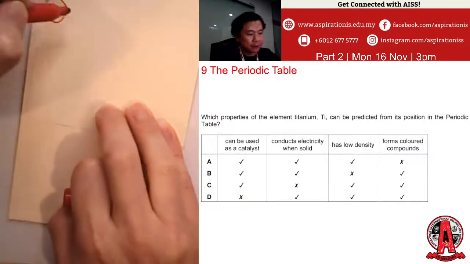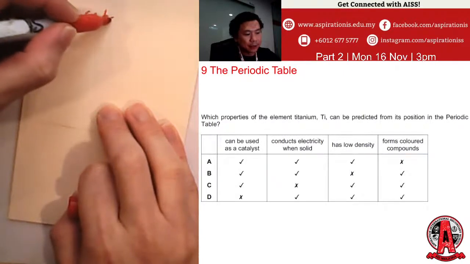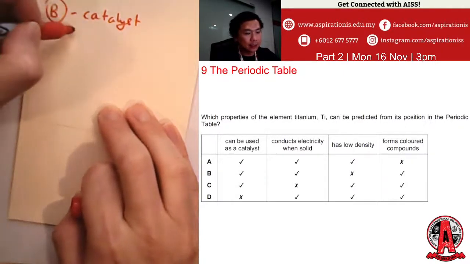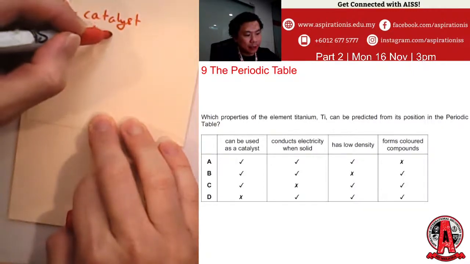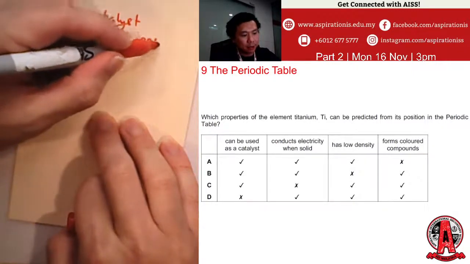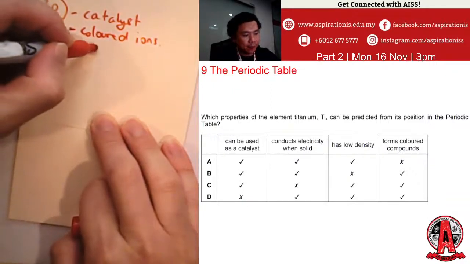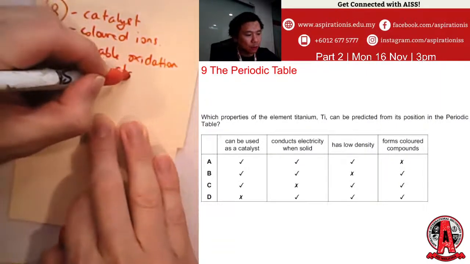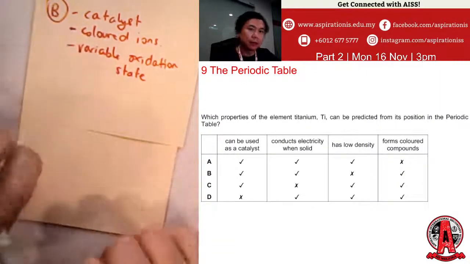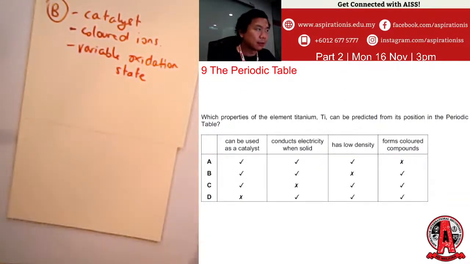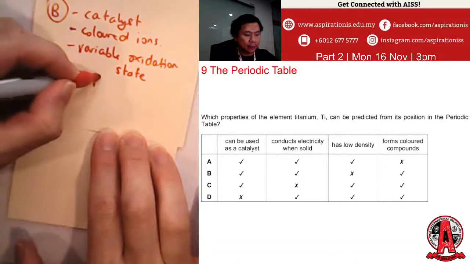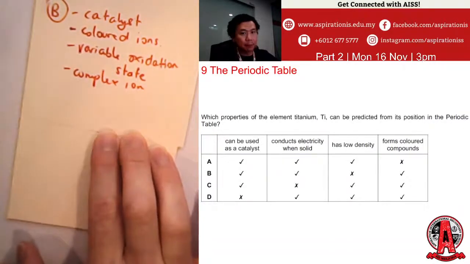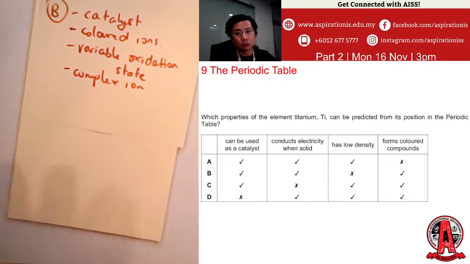So remember, for transition metals, right, they act as a catalyst. They form colored ions or compounds. Alright, they have variable oxidation states. So what I'm doing, I'm writing down the chemical properties, right? The special chemical properties of transition metals. Yep, the answer is B. Yeah, and the last one will be, it forms complex ions. So these are the chemical properties, and the physical properties are the usual ones.